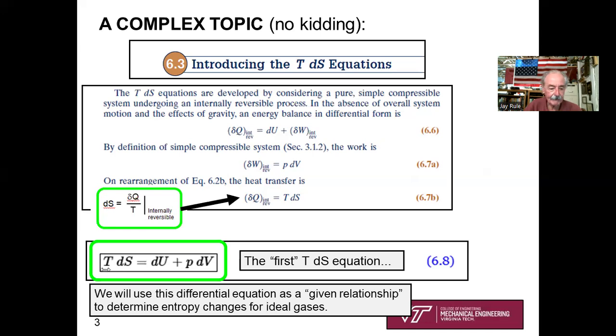Let me just read it out loud. T dS, where we've got capital S, is equal to dU plus P dV. So do you see why it is a differential equation? We've got this incremental change in capital S, this incremental change in volume, and incremental change in internal energy. So for this video, we're going to use this as sort of given. To get to the derivation, you have to go to your textbook.